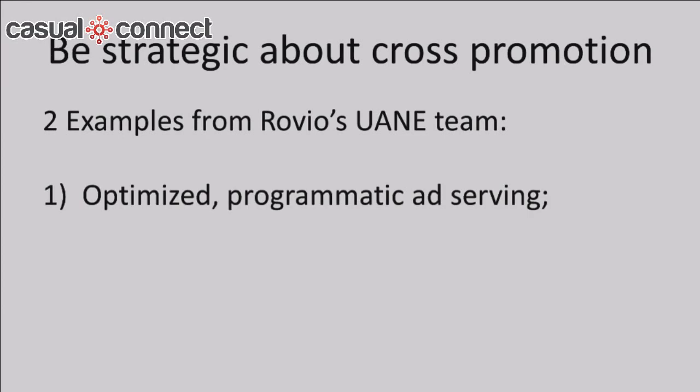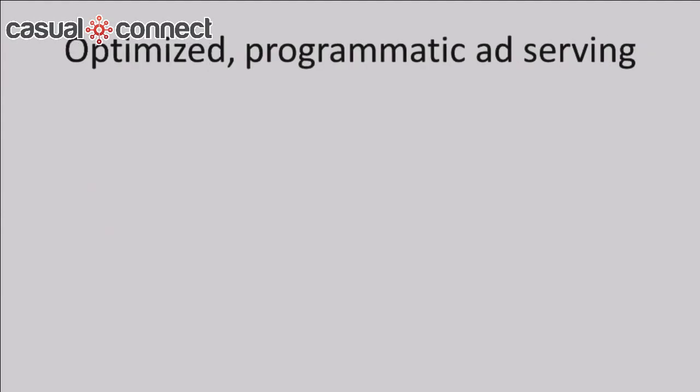There have been two big projects that we undertook. The first is optimized programmatic ad serving, and the second is a rich content ad portal. So, optimized programmatic ad serving. The idea behind this is that we shouldn't blindly show ads to users. We shouldn't blindly fill ad impressions. We should show the right ad to the right user at the right time, right? So we should show a user the ad that they're most likely to click on.